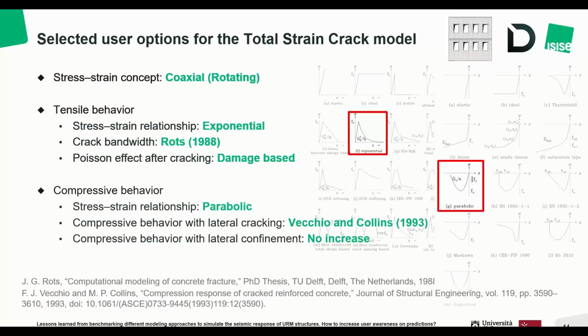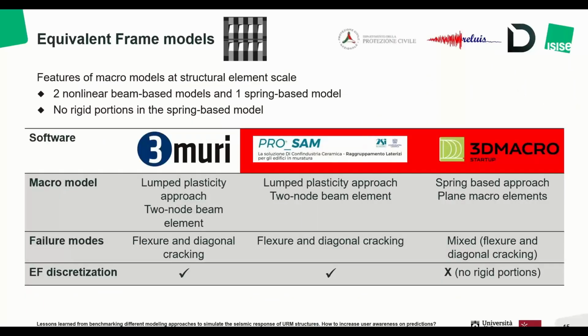Regarding the equivalent frame models, we should say that the main difference between the three software and modeling approaches is the fact that in Tremuri and ProSum we have a lumped plasticity approach with 2-node beam elements, while in 3Muri we have a spring-based approach with plane macro elements. The equivalent frame discretization is perfectly respected in Tremuri and ProSum, so with deformable and undeformable portions, while in 3Muri there are no rigid portions. And another characteristic of 3Muri is that mixed failure modes can also be simulated.